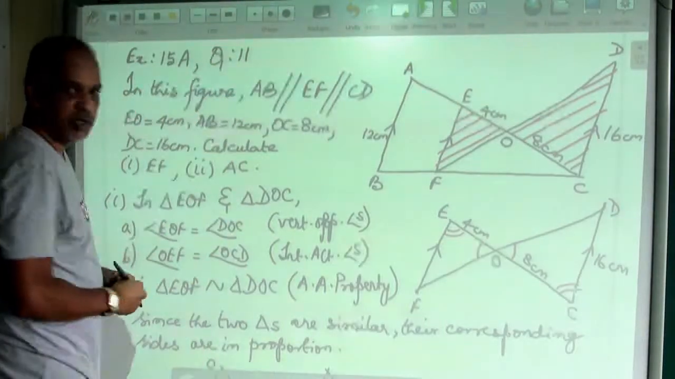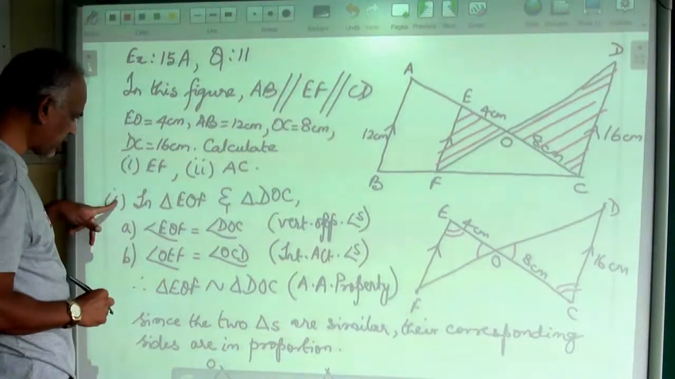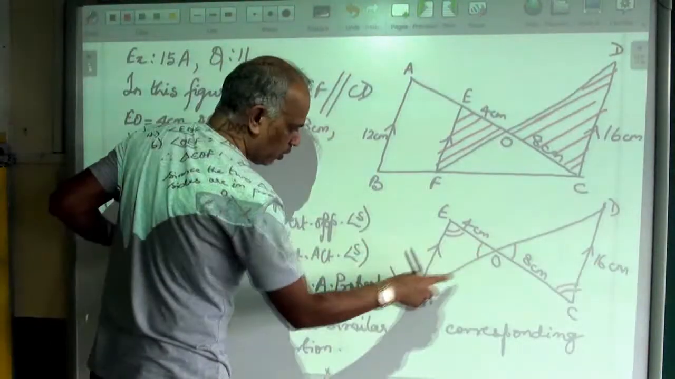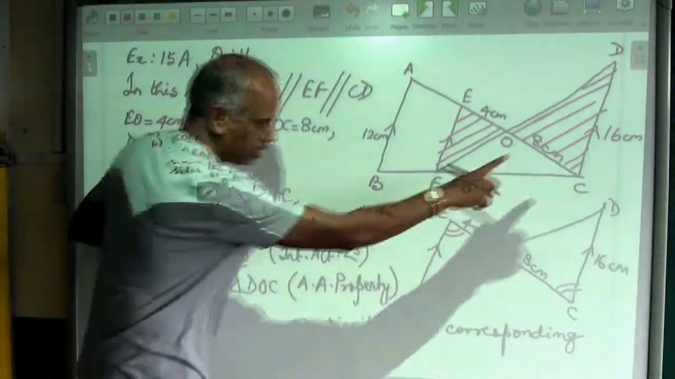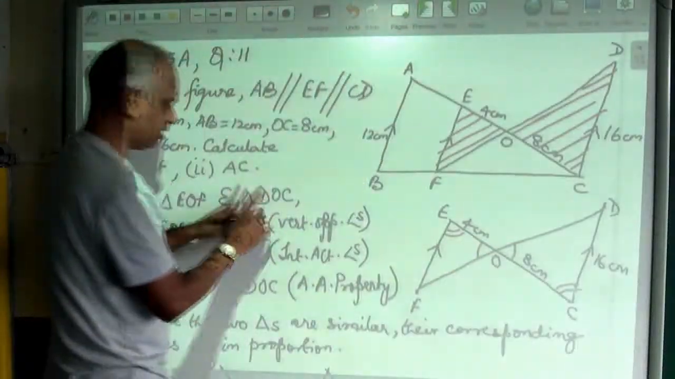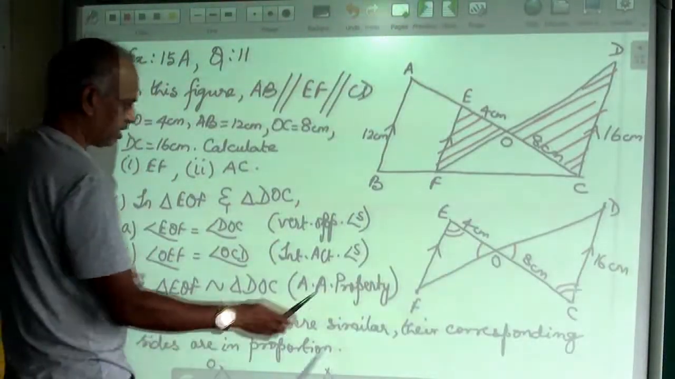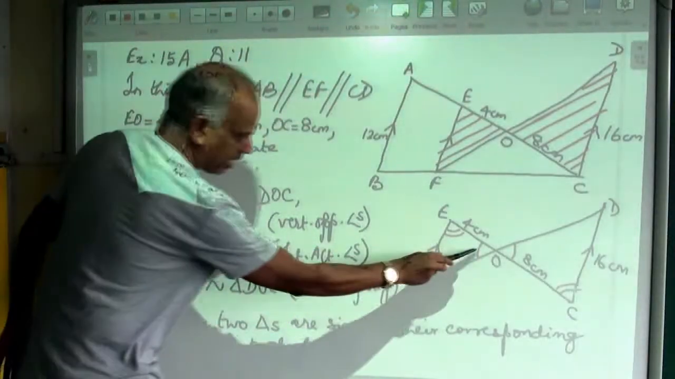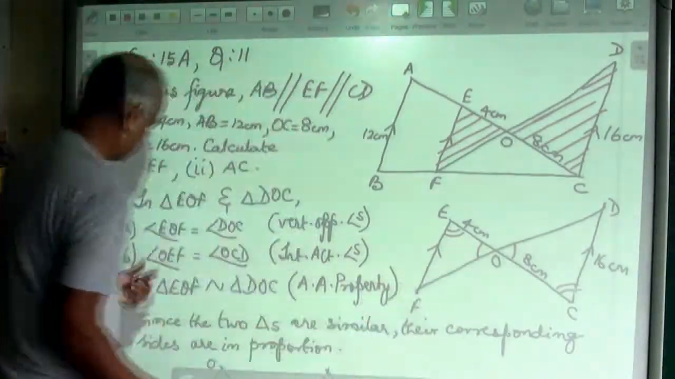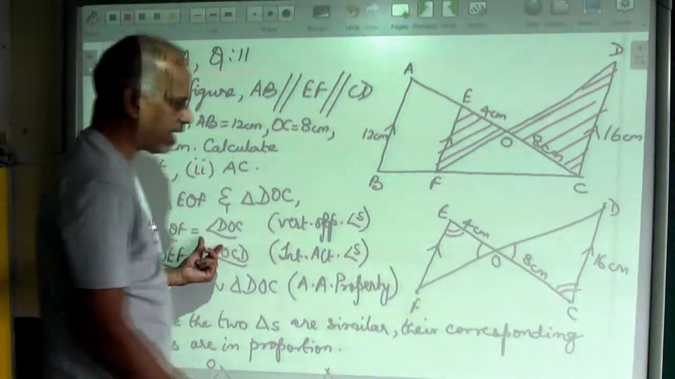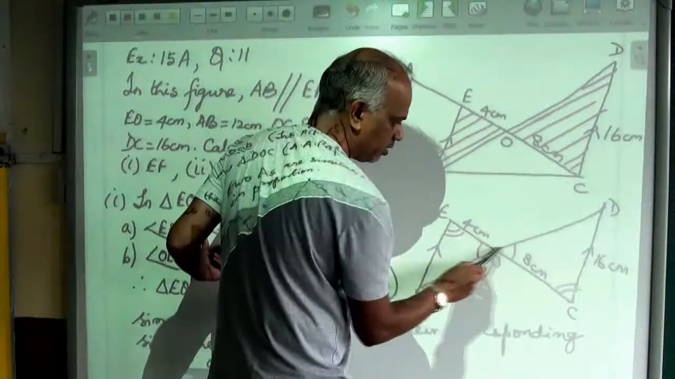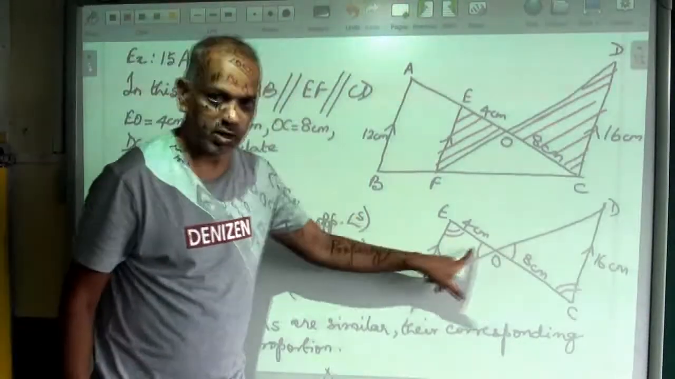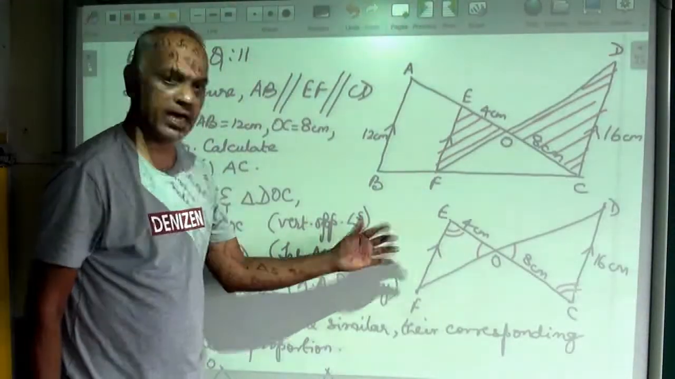So first you have to write proof of similarity. We are doing the first part, finding EF. For that, in triangle EOF and triangle DOC. These are the two triangles we have taken. Let's first write about this angle and this angle, which are same. This angle in the first triangle is EOF. So angle EOF is equal to angle DOC. Why these two are equal is because they are vertically opposite angles.